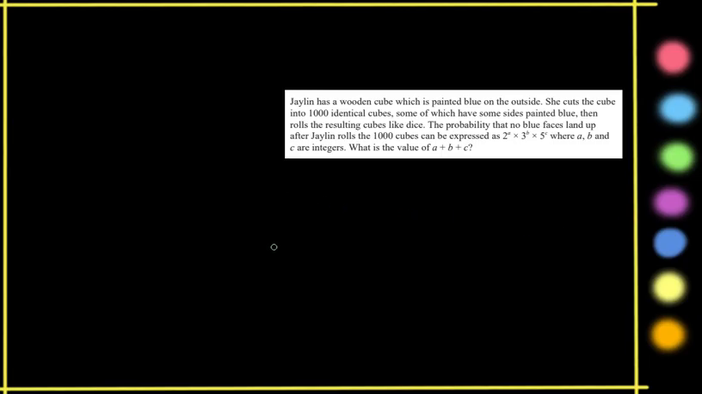This one says Jalen has a wooden cube which is painted blue on the outside. She cuts the cube into 1,000 identical cubes, some of which have some sides painted blue, then rolls the resulting cubes like dice. The probability that no blue faces land up after Jalen rolls the 1,000 cubes can be expressed as 2^A times 3^B times 5^C, where A, B, and C are integers, and they want to know the value of A plus B plus C.